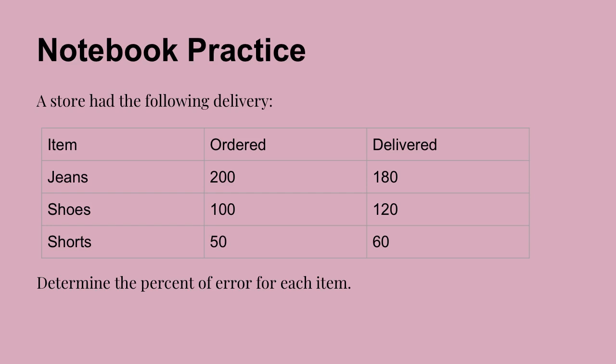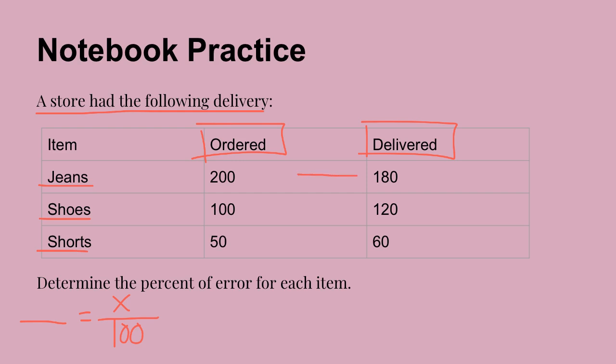So we're going to have information off of this table. This is showing us that a store had the following delivery. They ordered 3 things, jeans, shoes, and shorts. This is how much they ordered, and this is how much was delivered. So let's take care of the jeans first. I don't know the percent of error, but I know 100 goes here.